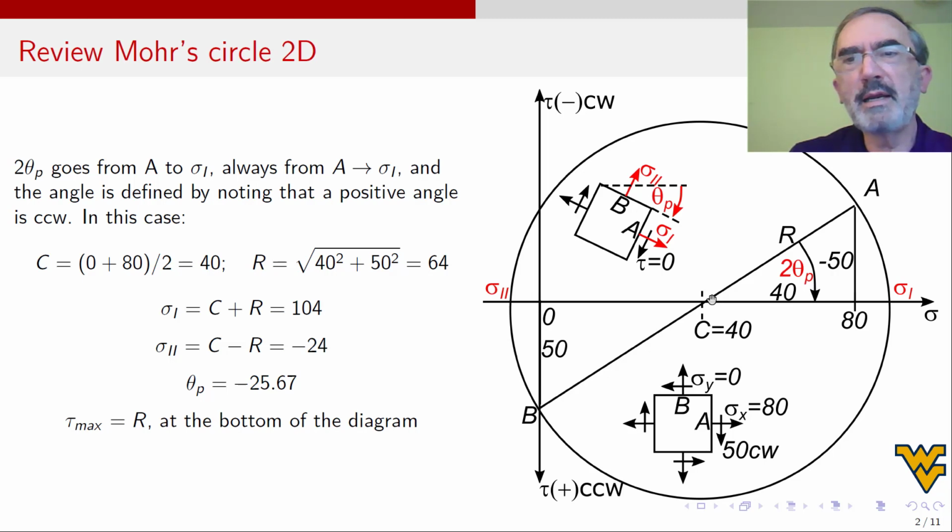If you take this R and go here, to find this value, well, that's also R. Then you add 40 plus that R, and it gives you 104 for sigma 1. And sigma 2 is 40 minus R, which is minus 24, and is there.